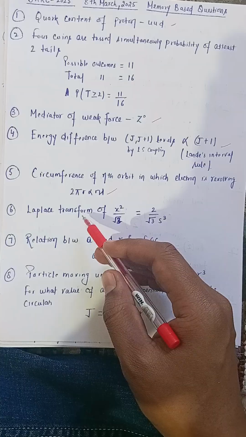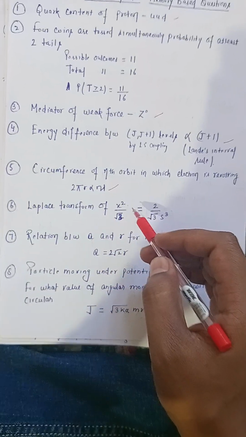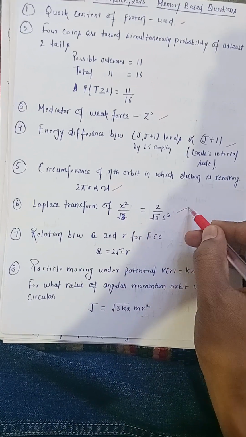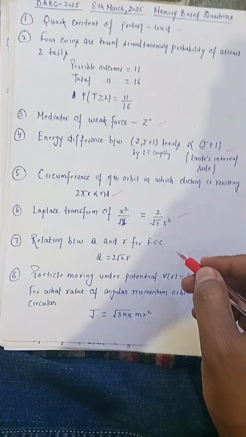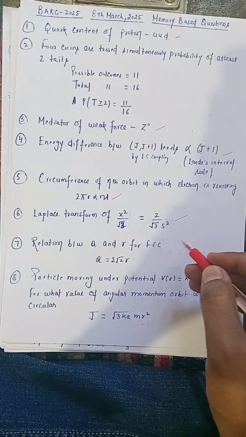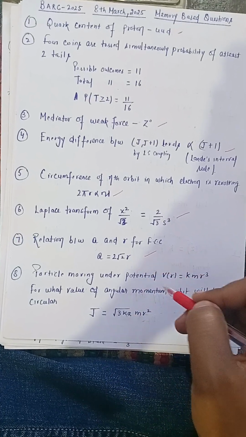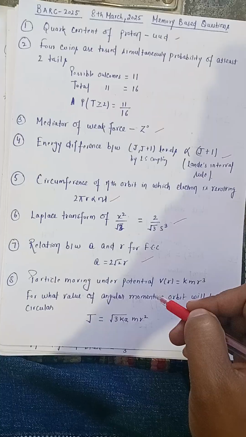Then Laplace transform of x square was asked, so it is 2 by root 3 x cube. Then relation between a and r for FCC lattice, so it is a is equals to 2 root 2 r.